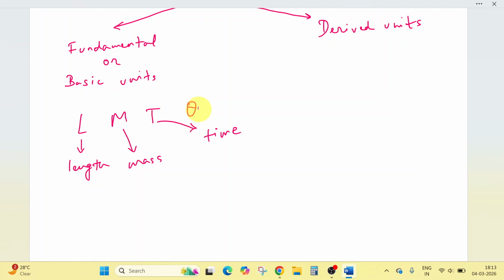This is called theta. This symbol, this zero and then crossing from between. This is called theta. It is basically for temperature. Okay. So length, mass, time, and temperature, these are fundamental units.